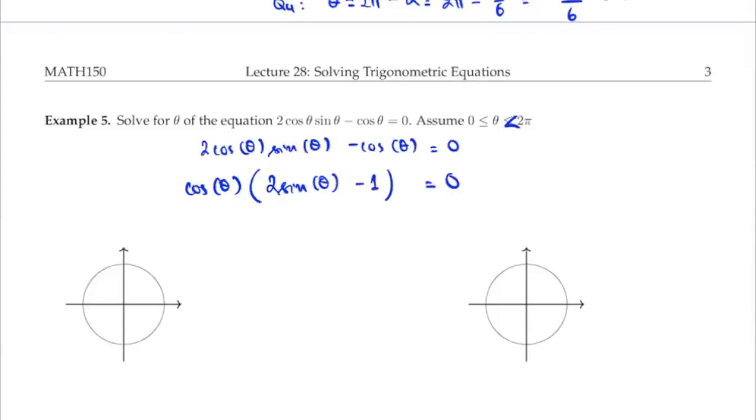So again, here you have the term cosine of theta times 2 times sine of theta, and in this term you have 1 times cosine of theta. You take out the cosine of theta and you're left with just 1. Okay. So you have a product of two terms. One is cosine of theta, the other one is 2 times sine of theta minus 1. So you separate this into two equations. One is cosine of theta equal to 0, and one is 2 times sine of theta minus 1 equal to 0.